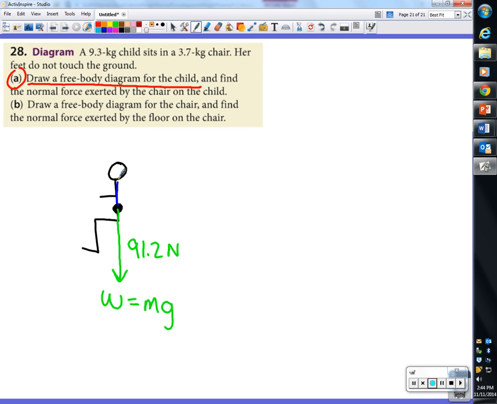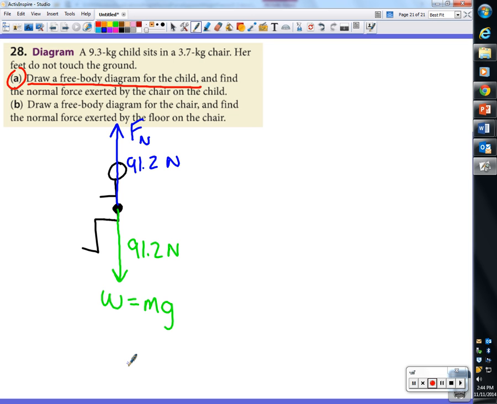Not bigger than gravity. If it was bigger than the weight, what would start happening? Acceleration upwards, right? So we know that this force has to be 91.2 newtons. Where does that force come from? What provides the upward force to the child that prevents it from falling downward? The chair. Because that is a surface, we would label that as normal force, because it's coming from the surface of the chair.